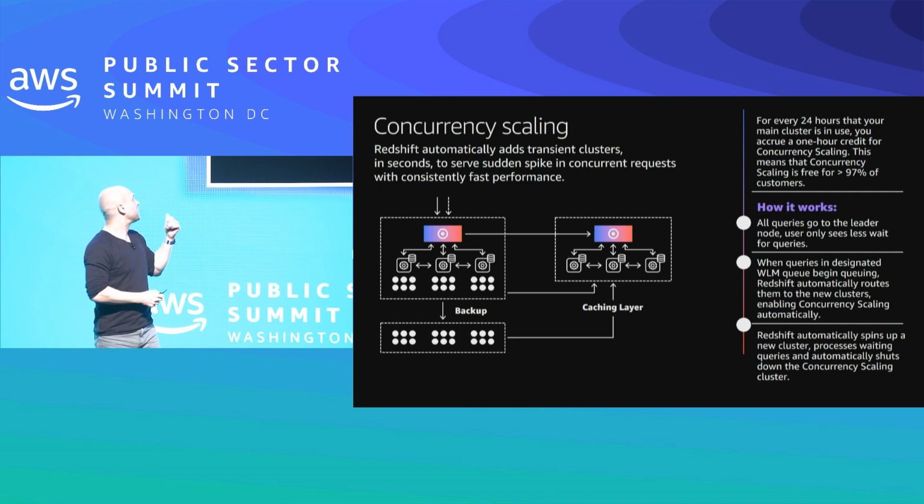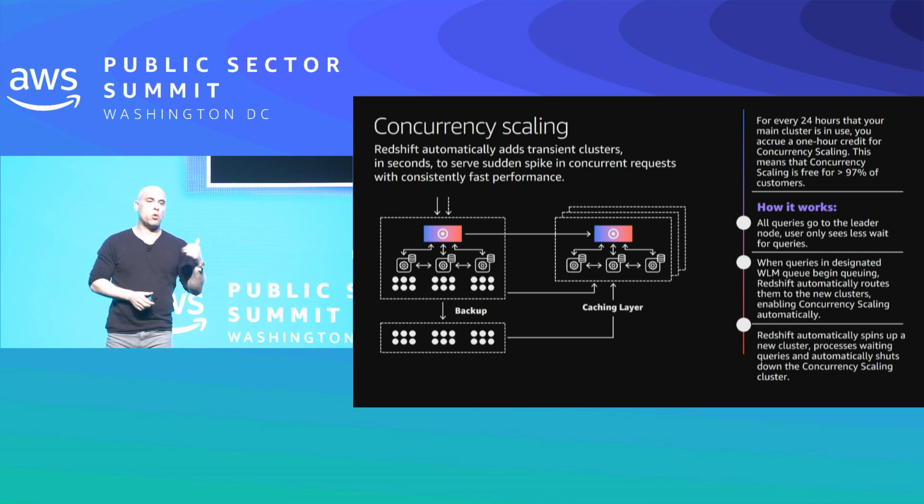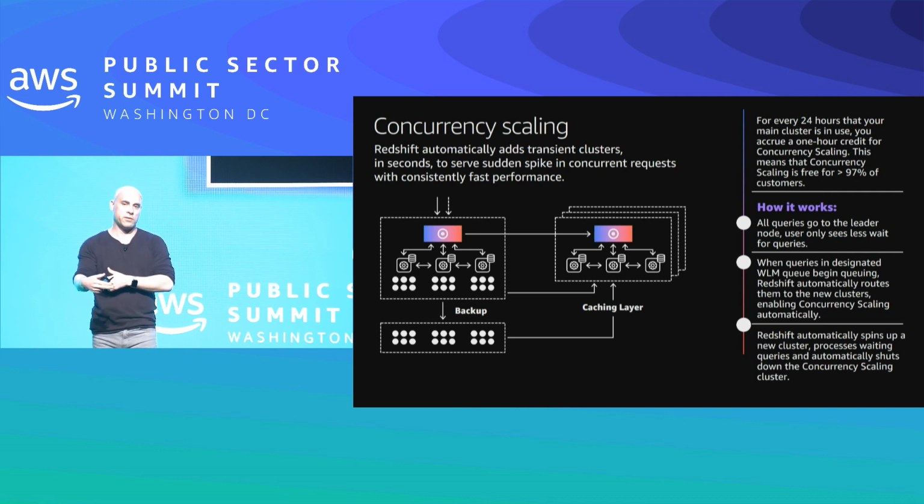Now, if more queries continue to come in, we can also spin up even more clusters. By default, we allow up to 10 additional Redshift clusters to be spun up. You can select and limit the number when you enable concurrency scaling. That's done per queue in the WLM section to enable it.